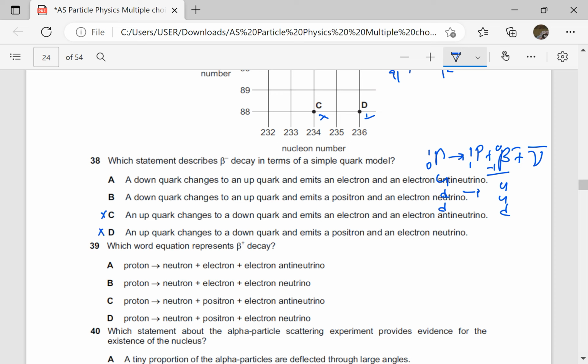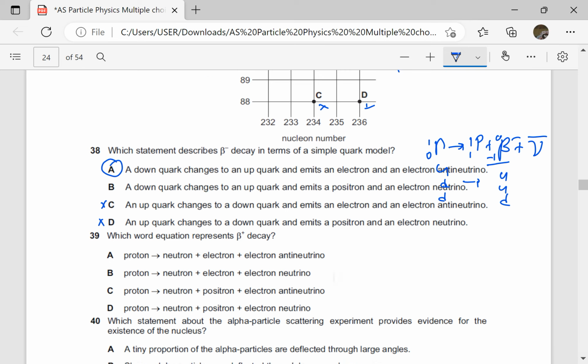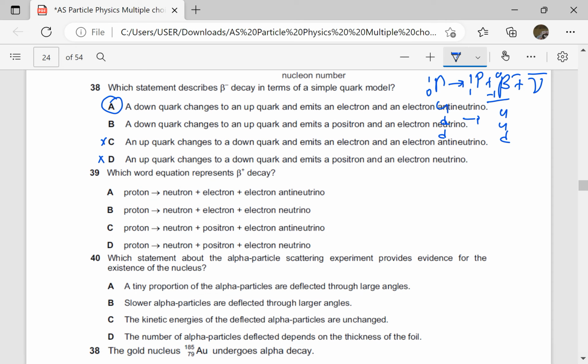So C and D are wrong, because C and D are saying an up quark changes to a down quark. Then A is saying a down quark changes to an up quark and emits an electron and an electron antineutrino. I said a beta minus is accompanied by an antineutrino, so the answer is going to be A.